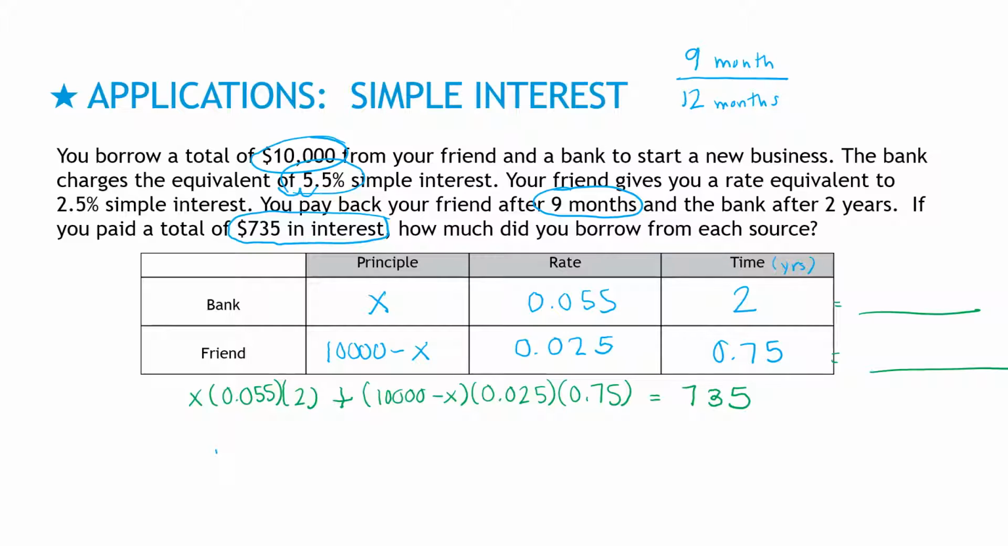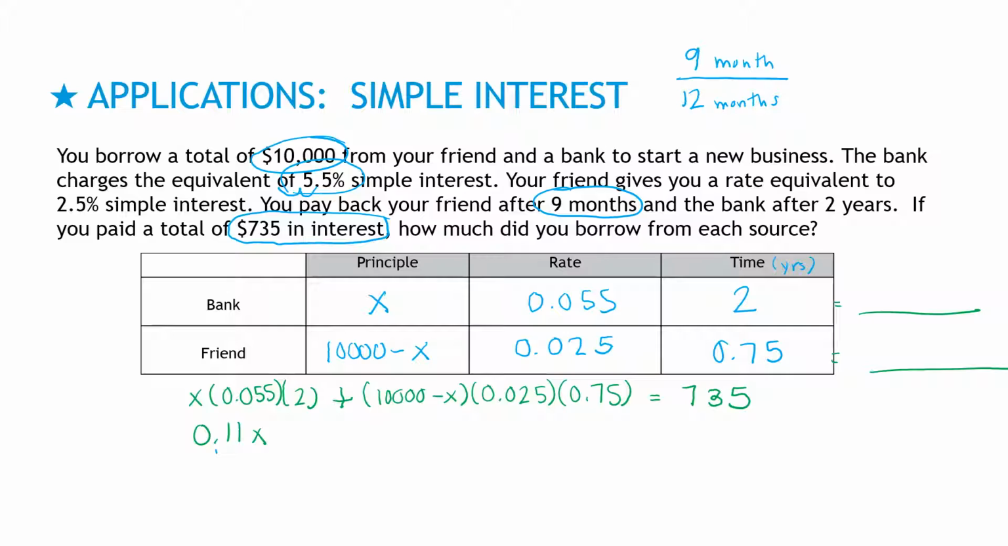Now, this one is a little bit harder. So we're going to look at, the first one's not too bad, because I'm just going to take 2 and I'm going to take it times 0.055, and that's going to give me 0.11x.